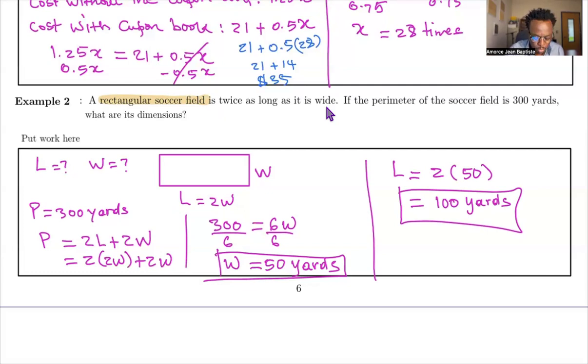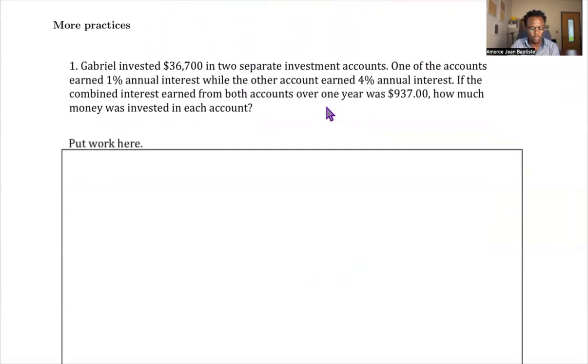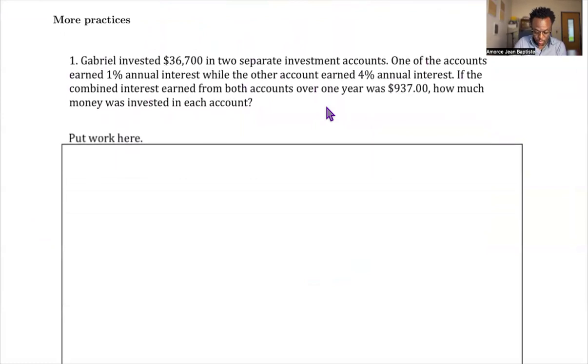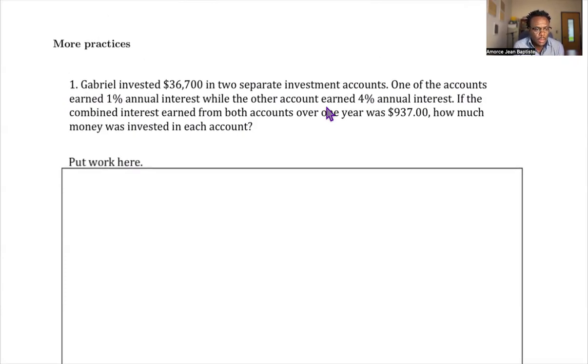All right, so let's go ahead and solve more problems now, based on the examples that we went over. First, here we have another practice problem that is an investment. Gabriel invested 36,700 into 2 separate investment accounts. One of the accounts earned 1% annual interest, while the other account earned 4% annual interest. If the combined interest earned from both accounts over 1 year was $937, the question, and you know the question is where you get your variable or variables: how much money was invested in each account?